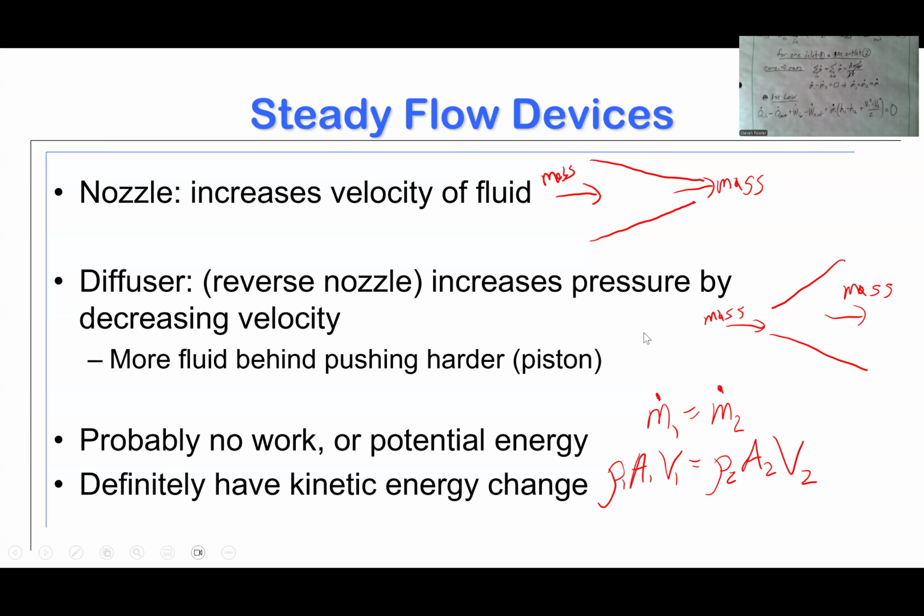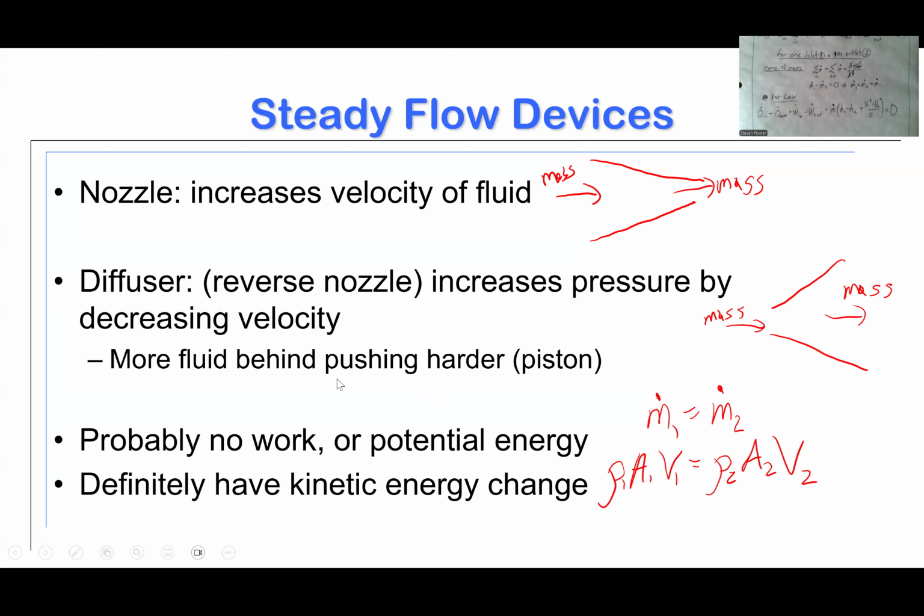Now, the goal of the nozzle is to increase the kinetic energy, or the velocity, of the fluid. With a diffuser, you're going to end up decreasing that kinetic energy. And as a result, where does that energy go? Well, what it normally does is it manifests itself as an increase in pressure.